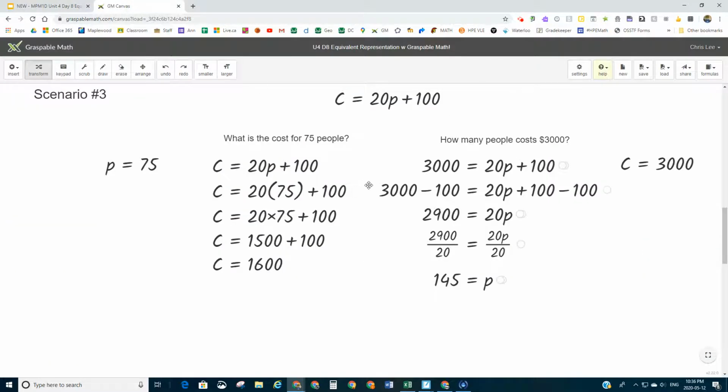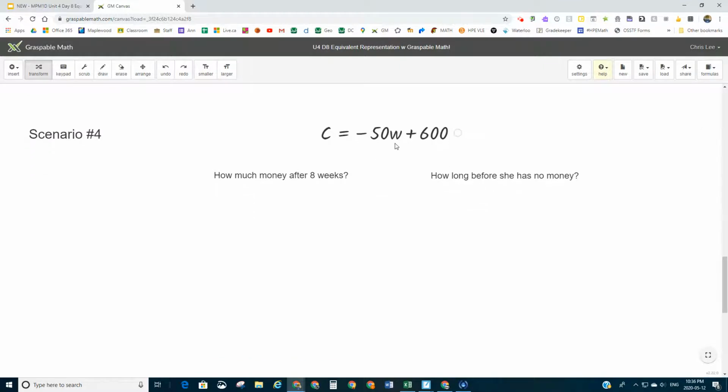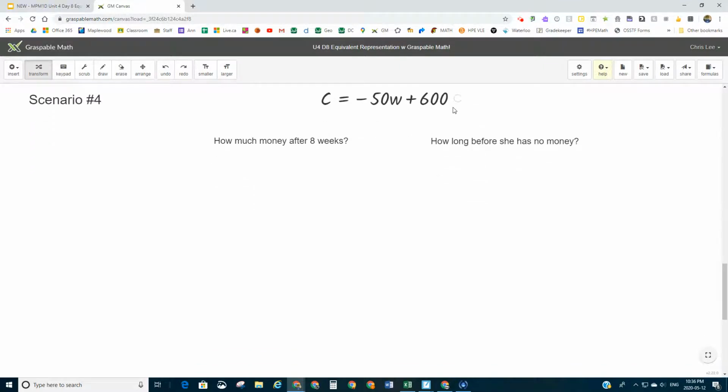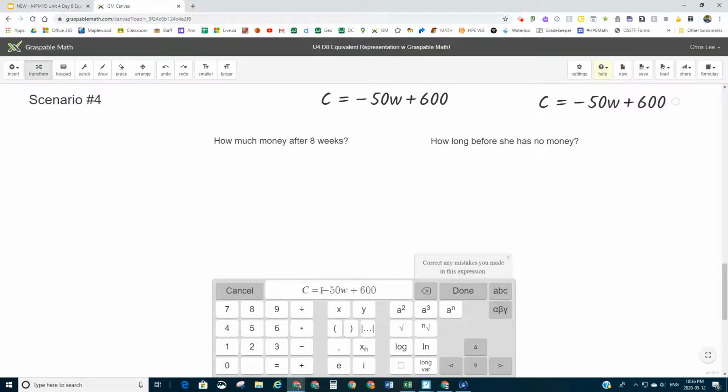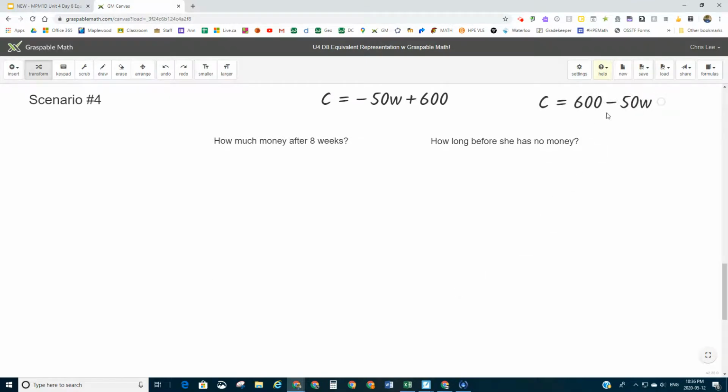So I'll go back and go to scenario 4, and you see you get negative 50W plus 600. Another way that some people wrote this, and I'll just copy this over here, and if you click on the bubble, you can actually rewrite this. A few people wrote it like this, which is actually a great idea. 600 minus 50W, because then you start with the 600 and you see the 50W happening every time you take it away. This is a great idea, and I'll show you how to use that equation in a second.